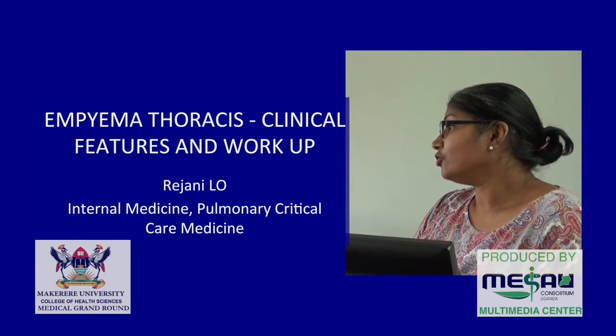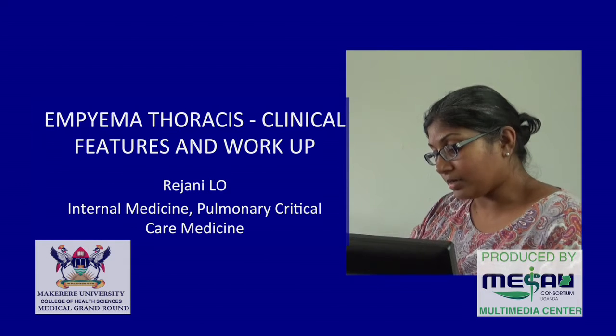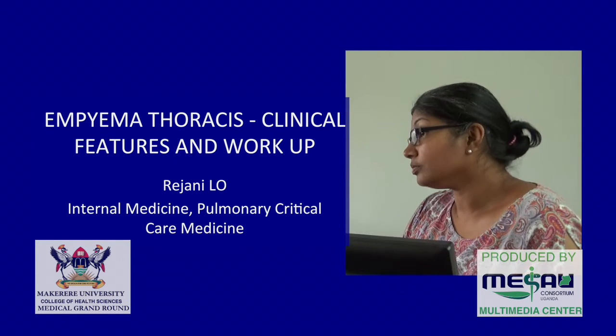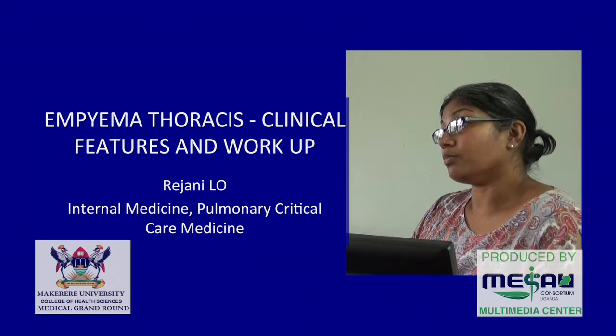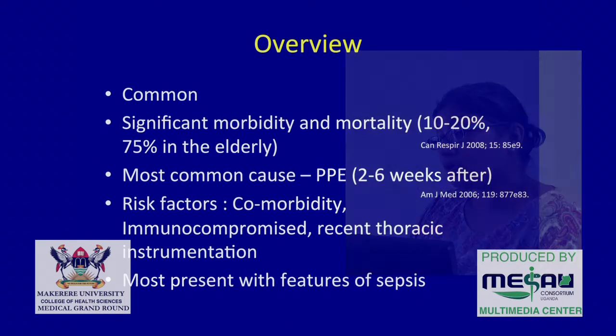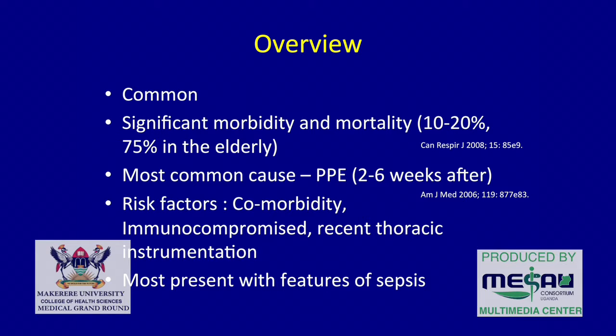So, just an overview to recap everything that we have had. Empyema thoracis is common. It's actually very common, and it carries a significant morbidity and mortality. The mortality is very high in the elderly population. 75% of the elderly population, so you need to define what our elderly population are like, carries a mortality of 75%. And the most common cause in our setting is a complication of parapneumonic effusion.